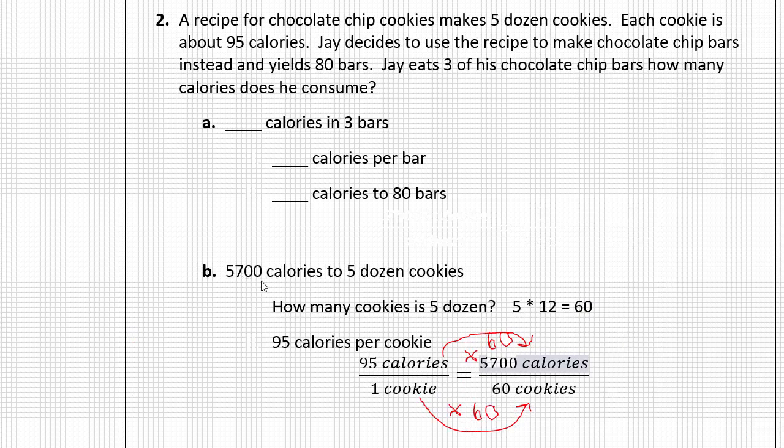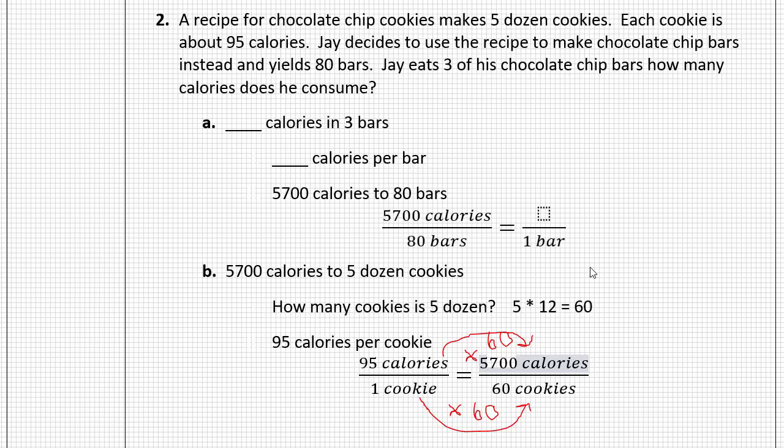And so now we know that if there's 5,700 calories in the 5 dozen cookies, that's also how many calories there were in the 80 bars. So we can fill this in too. So by doing this work down here, we have a good key to getting closer to answering the question of how many calories he consumes in 3 bars. So using this, can you set up a ratio and a proportion where we can answer that if there's 5,700 calories to 80 bars, to figure out the unit rate for how many calories in 1 bar?